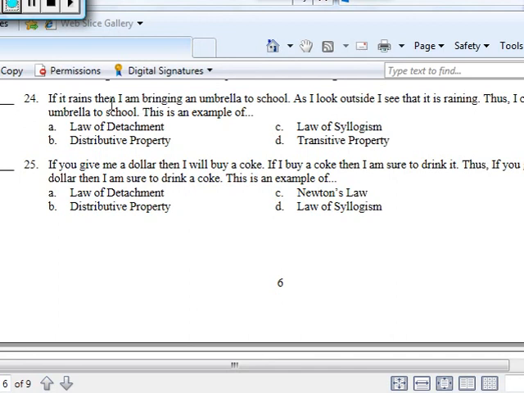Number 24, if it rains, then I'm bringing an umbrella to school. As I look outside, I see that it is raining. Thus, I carry an umbrella to school. This is an example of which one of those laws, Madeline? Is it the law of detachment or is that the law of syllogism?